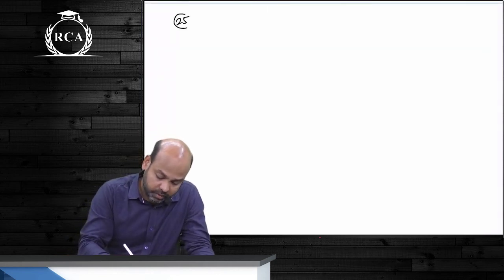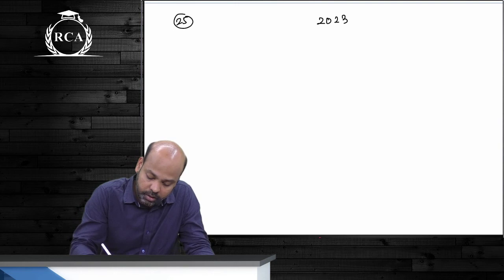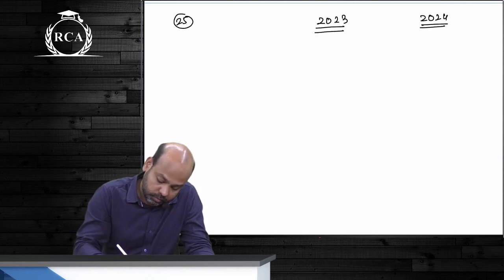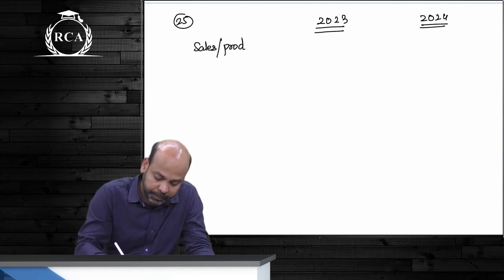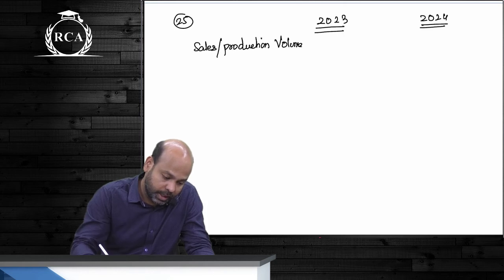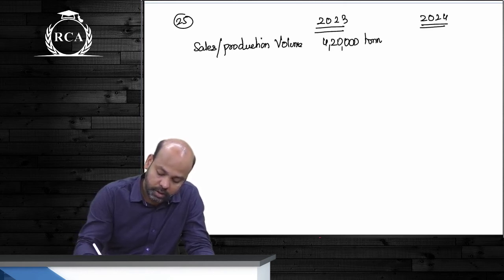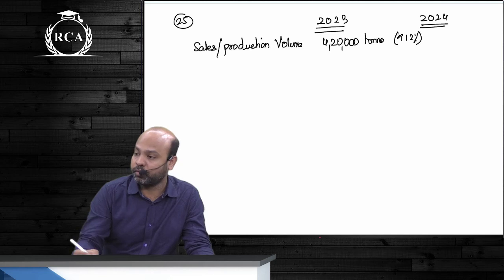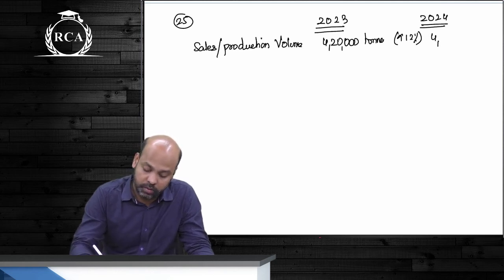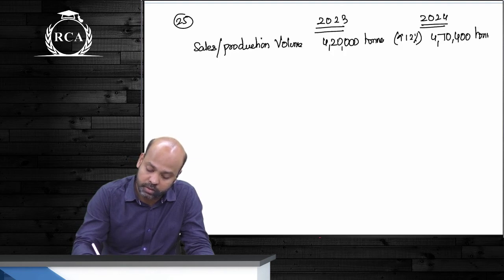25th question, guys. 2023, 2024. Your sales and production volume, beta, would be 4,20,000 tons. In the current year it is increasing by 12%. So 4,70,400 tons.